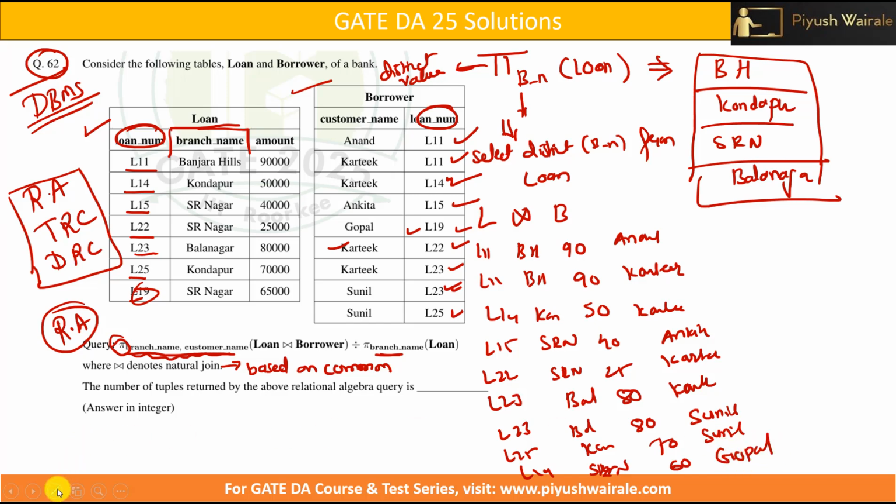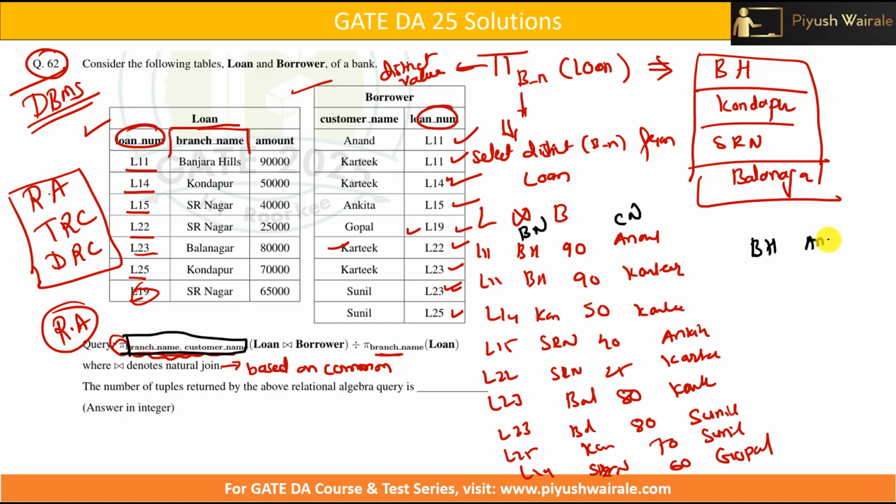Now if you see, this is basically what? This is a branch name and this is a customer name. Now we have to take the distinct combination of branch name and customer name here, right? So here you can see Banjara Hills Anand is one of the combination.